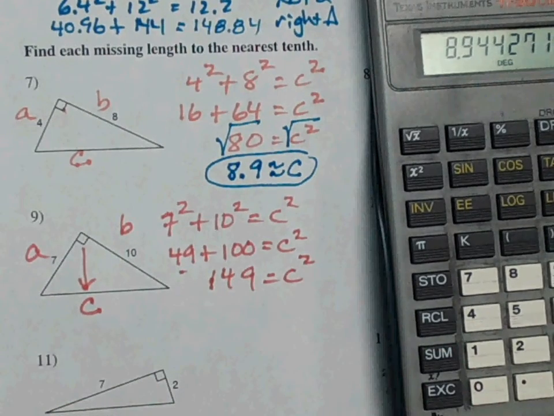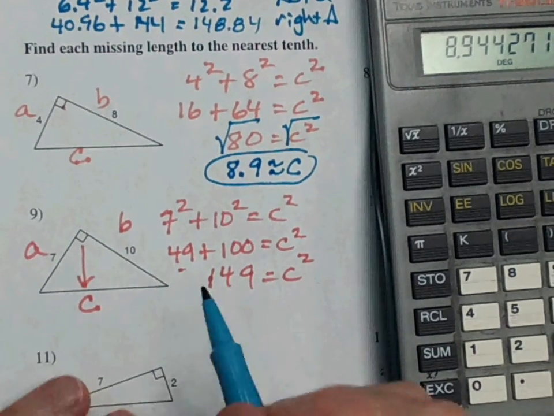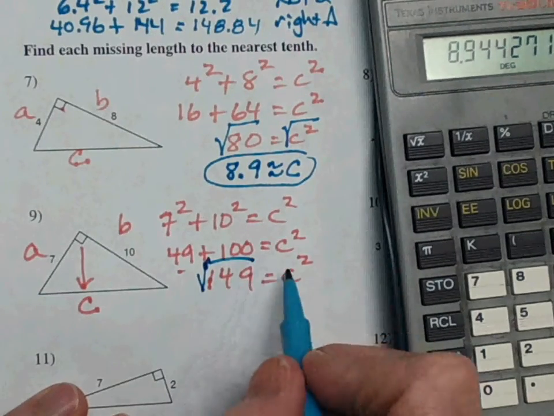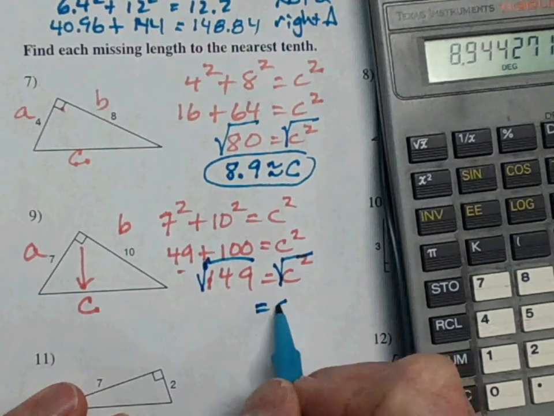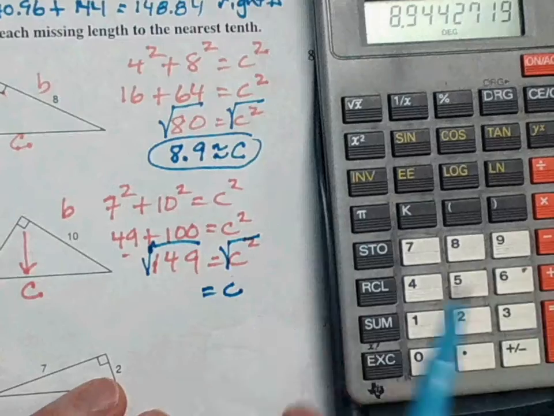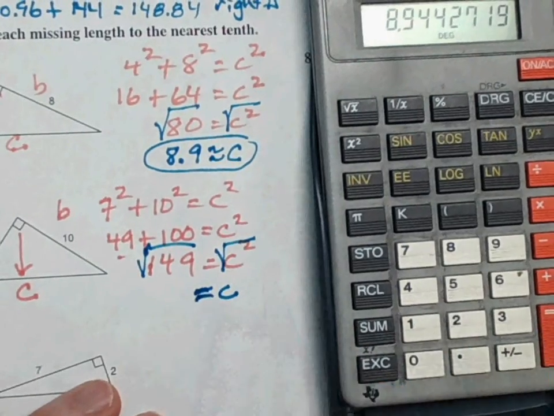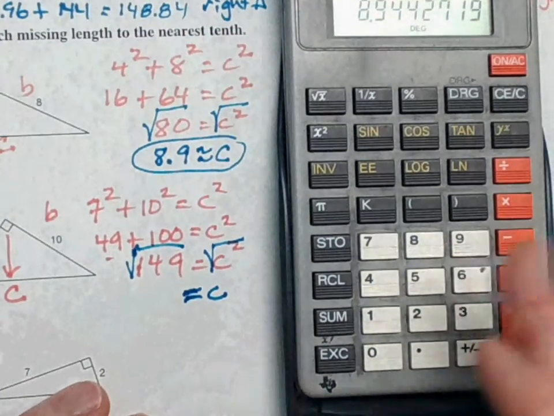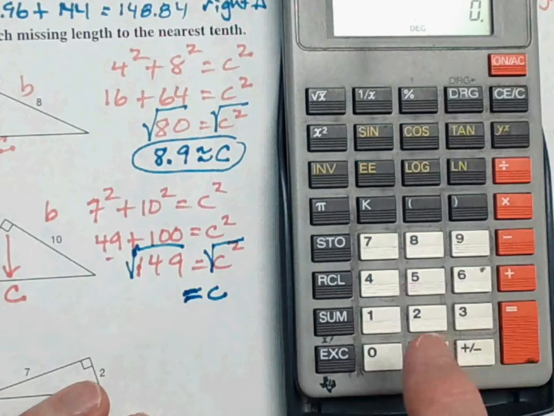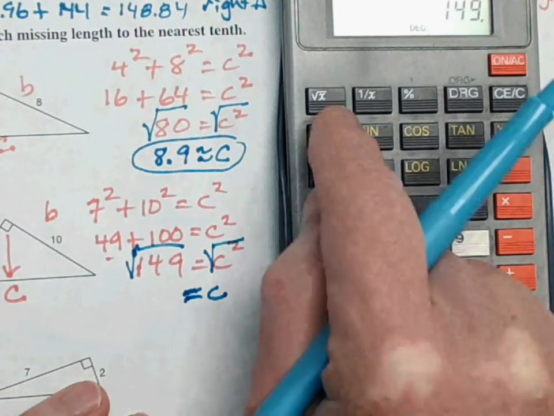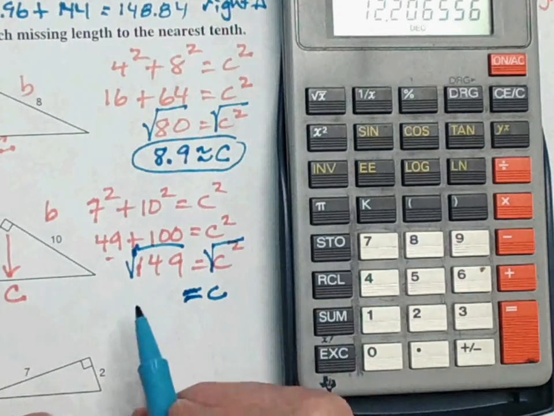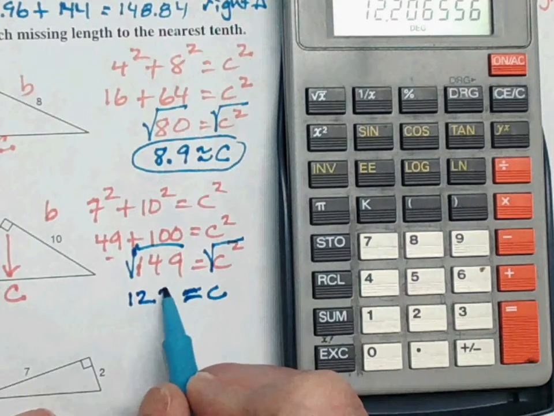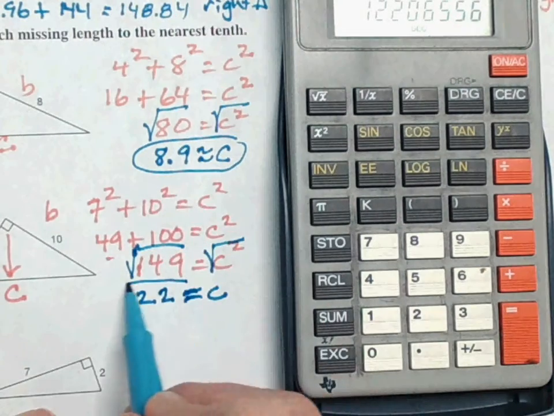In order to solve those, I take the square root of both sides. So the square root, I know, is a little more than 12, because 144 is 12 squared. Well, let's find out. I'm going to use a calculator. The square root of 149 is about 12.2. It just told me to round to the nearest tenth.